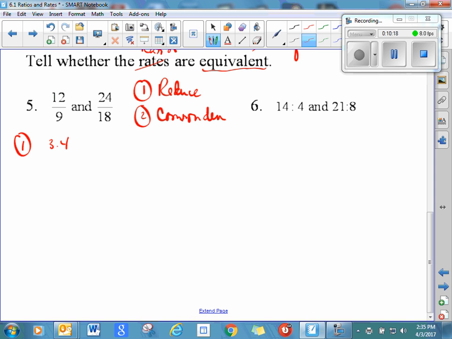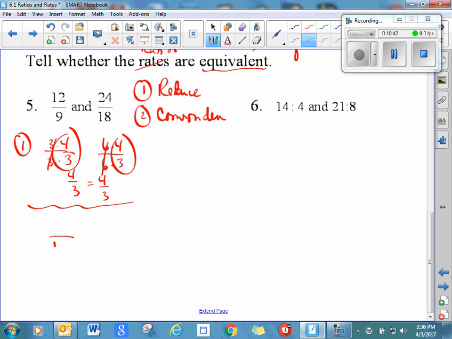So that's 3 times 4 and 3 times 3. 4 and 3 are relatively prime, so I'm done with 12 over 9. 24 and 18 is 6 times 4 and 6 times 3. And yes, 4 over 3 equals 4 over 3, the simplified form. That's the first way. The second way is a common denominator.